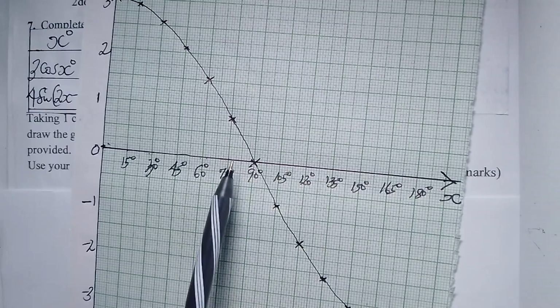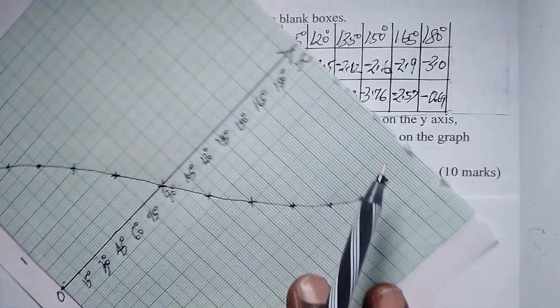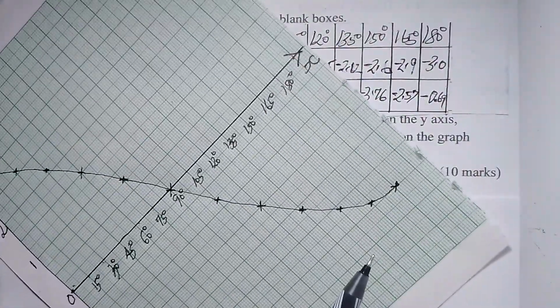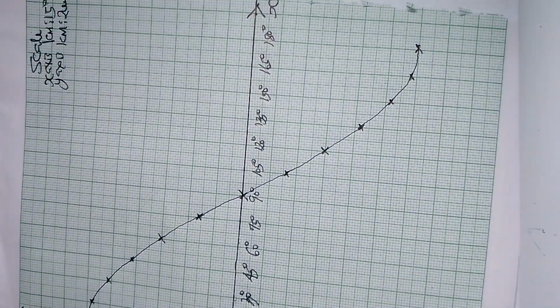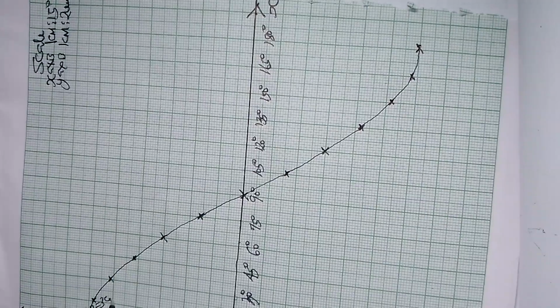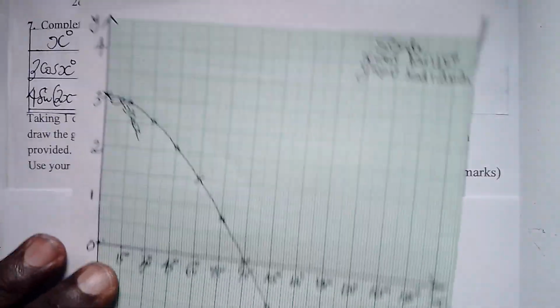That function, y equals 3 cos x. So that is the graph y equals 3 cos x. Let us plot the other graph.